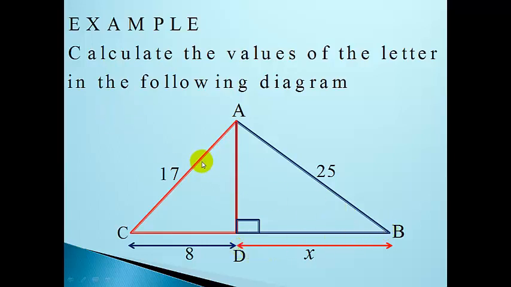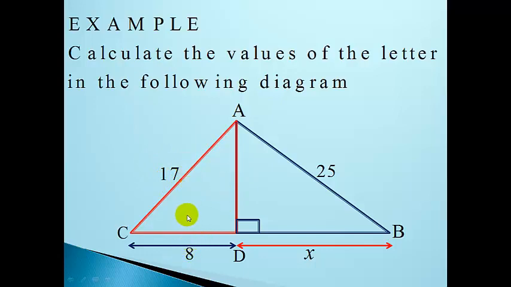Now, when you consider the first right angle triangle ADC, you can see that we are given two sides, that is 17 and 8, and therefore we can find the side AD. Because we have our 90 degrees angle here, we can see that the side AC is the longest side of the right angle triangle ADC. And so the square of the longest side is equal to the squares of the other two sides.